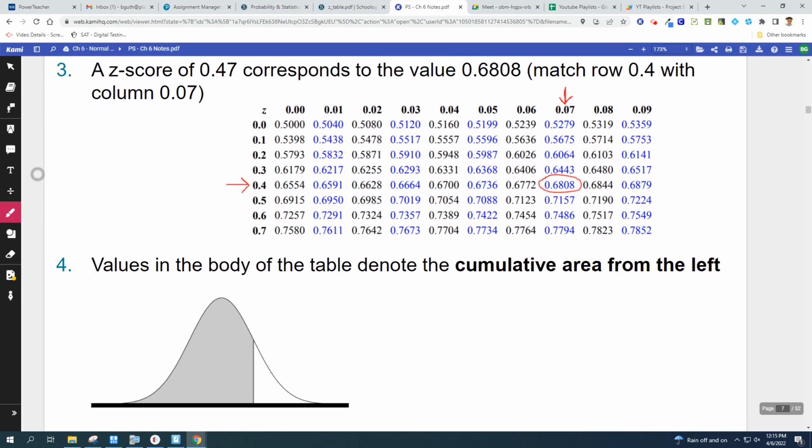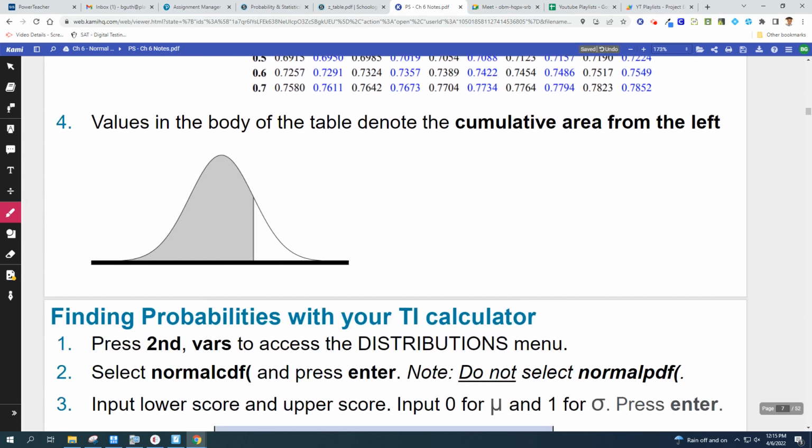And then it kind of tells you again, a z-score of 0.47 corresponds to a value of 0.6808. This is an area, or probability if you want to think of it that way, 68% or so. So how I read this on the graph, the mean in the middle is 0, and your z-score of 0.47 means 0.47 standard deviations greater than that mean. And then what we've just found is the area of the place under the curve to the left is 0.6808.